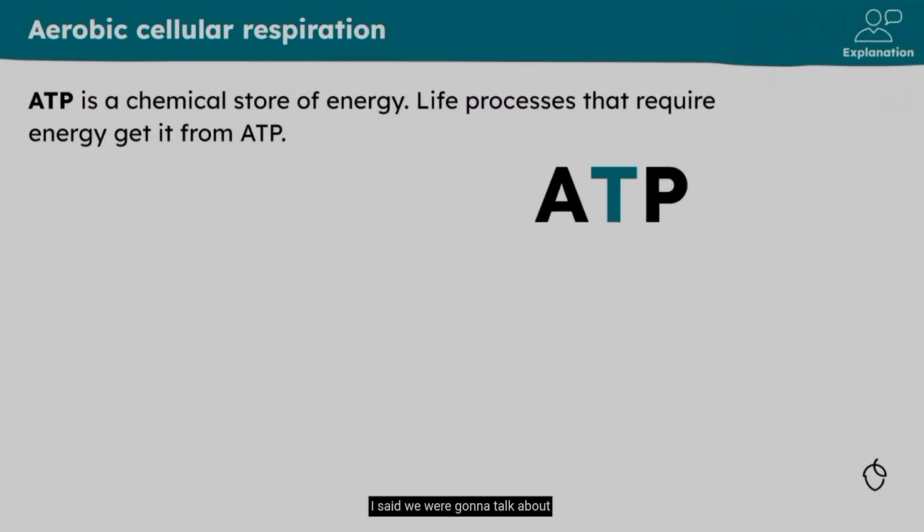I said we were going to talk about where the energy is in this word equation, this balanced equation we've been looking at, and so far I've just talked about this compound called ATP. We're going to talk about now what ATP has to do with energy. So ATP is a chemical store of energy. Life processes that require energy get it from this compound ATP.